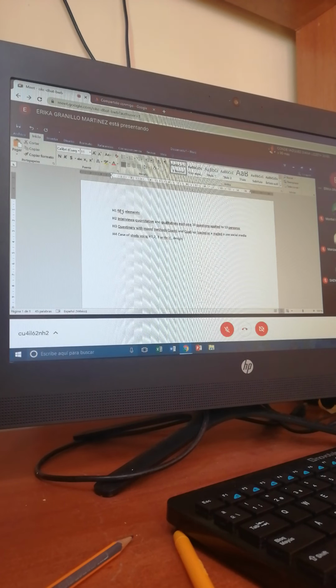Esto va aquí. Una vez que tengas escrito el caso de estudio, entonces lo que vamos a hacer con el caso de estudio es un análisis. Vamos a hacer un análisis de la información. Ahí está escribiendo en español. So we are going to write an analysis.